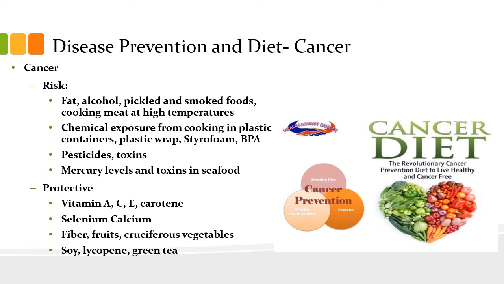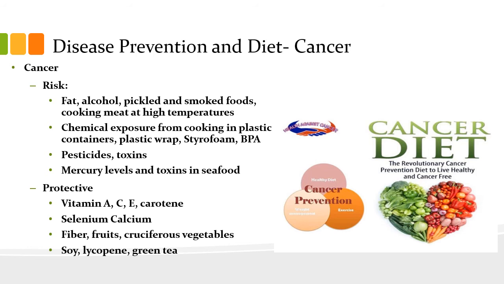There are certain things that we can do with our diet to be protective against cancer. Eating things with vitamin A, C, E, and carotene. You want a colorful assortment of fruits and vegetables. Eat the rainbow. These fruits and vegetables contain antioxidants to defend against free radicals that may alter cells and cause cancer.